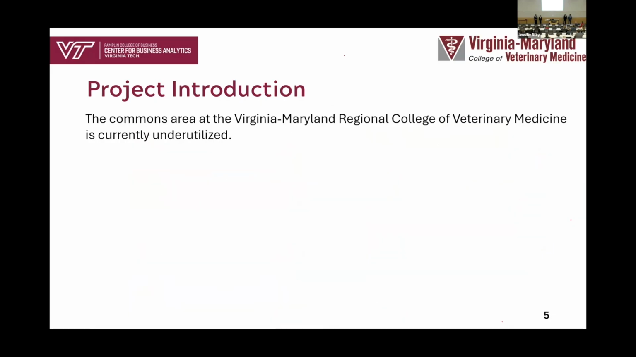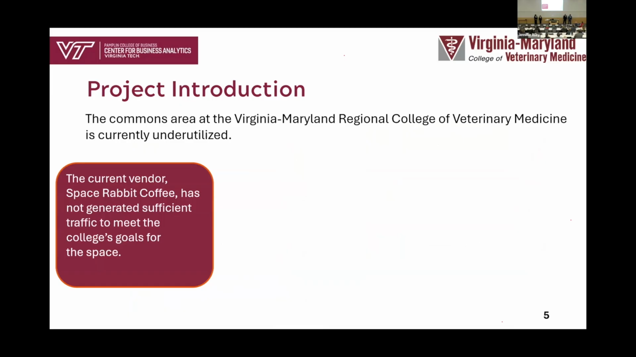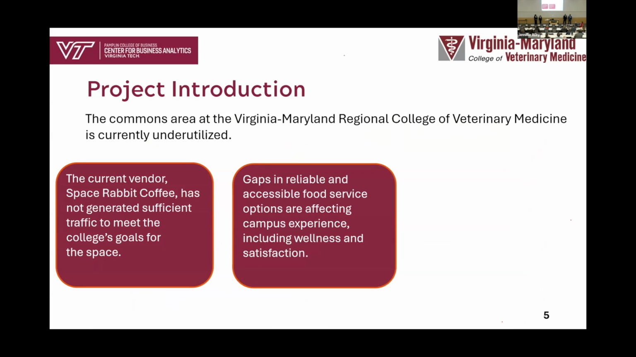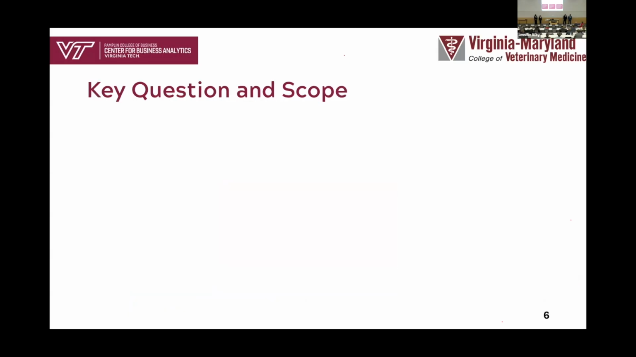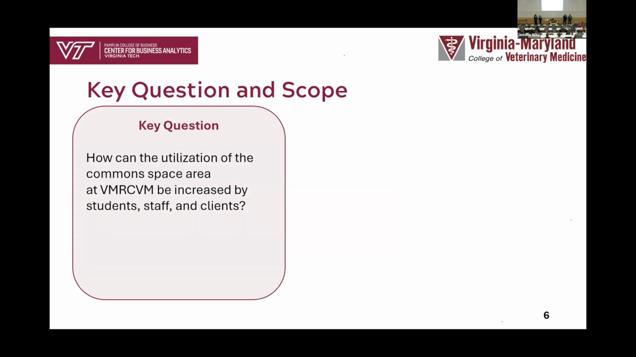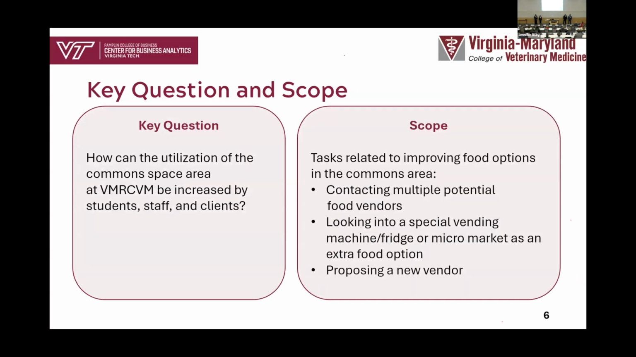Getting to our problem, the commons area at the Virginia Maryland Regional College of Veterinary Medicine is currently underutilized. There has been low engagement from both students and staff due to the current vendor not generating enough traffic. This has caused gaps in accessible food options. Our team was asked to evaluate the situation and provide a recommendation that will increase usage, increase community engagement, and give better dining options. Our key question is, how can we increase the utilization of the commons area? To answer this, we focused on improving food options.